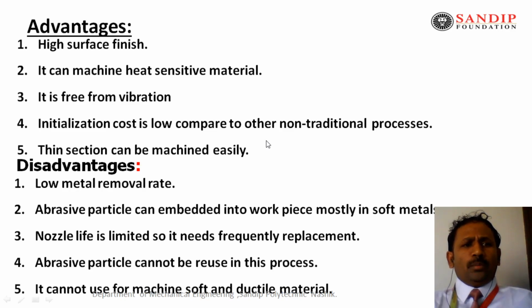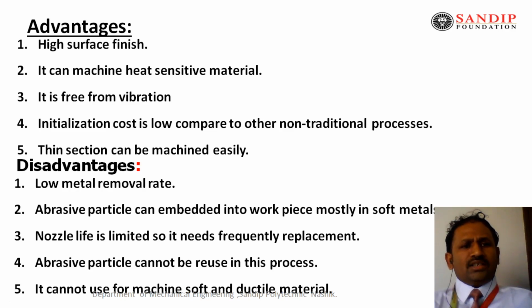Now every process has some advantages, some disadvantages, and applications, which is a compulsory part. Now, we have to say some advantages. And those advantages for the non-traditional machining processes, some common advantages, disadvantages and applications apply to all the processes. So first, high surface finish.